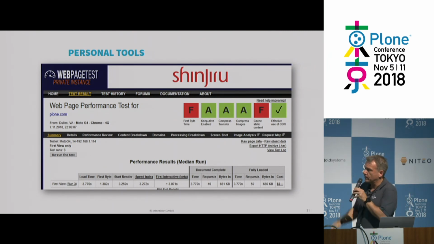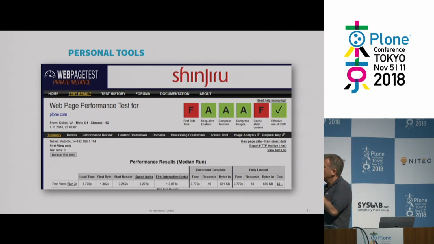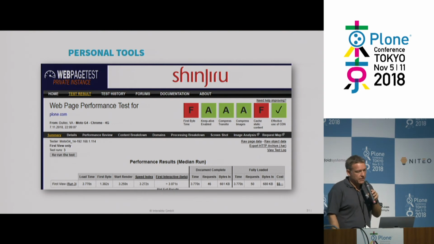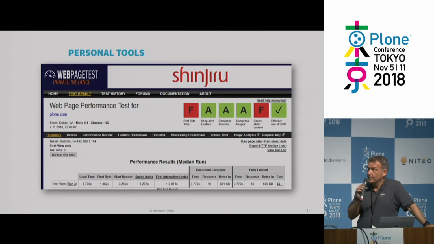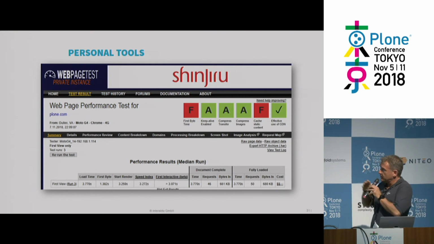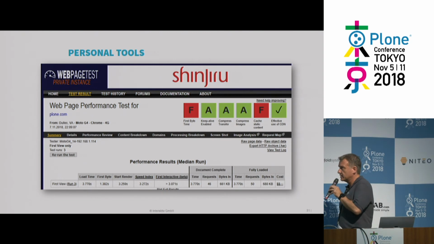This is an example for plone.com, and there's some interesting information in those results. You have grades from A to F. F is fail, of course. And you see that we have a lot of A's, but the first byte time is a fail for Plone.com. But we will see other examples later for other websites, and actually, overall, that's not too bad.